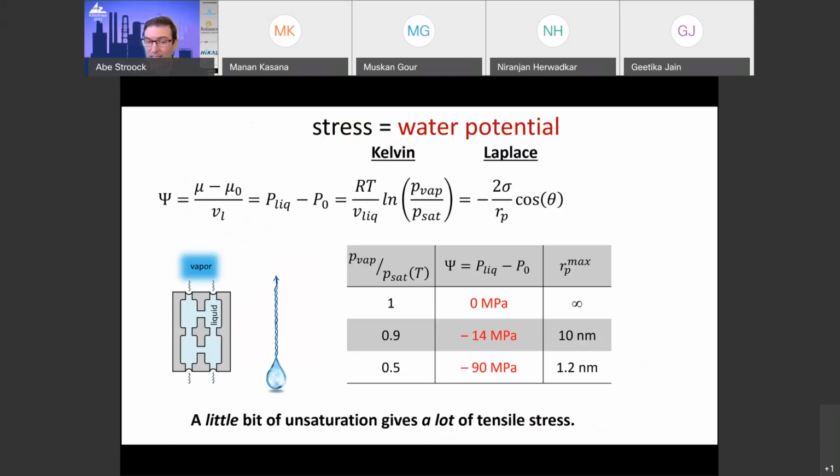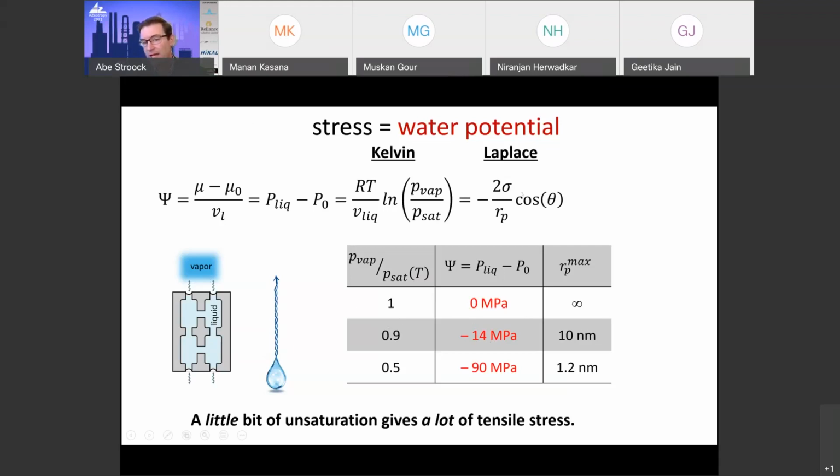Why do I say nano? Well, if we take just a 10% drop from saturation, so this is an activity that's equivalent to 90% relative humidity, which feels like a very humid day, already we need 14 megapascals, which is 140 atmospheres or bars of stress. That is what is implied in the liquid phase if it's coming to equilibrium with a vapor phase. It's really quite humid still.